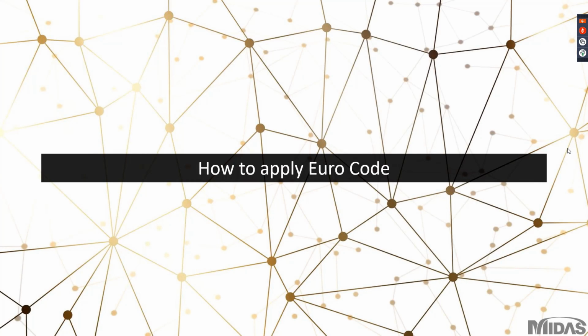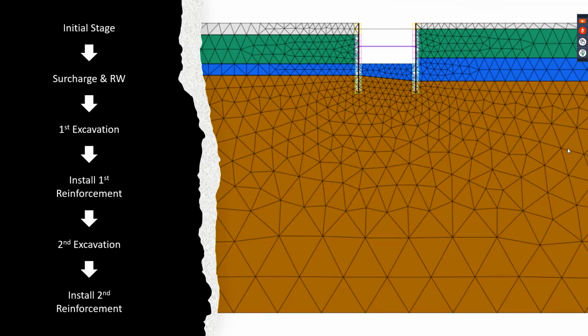So let me talk about how to apply the Eurocode, for the construction sequence, considering the partial factor in the excavation analysis. For example, your original analysis stages are, as you can see here, initial stage, surcharge, cast retaining wall, and sequential stages with excavate down and install reinforcement.